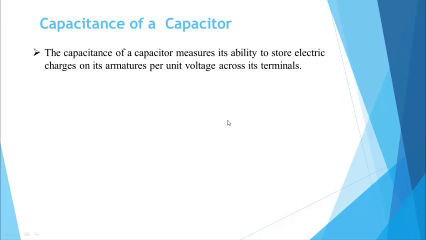What is the definition or the meaning of a capacitance? The capacitance of a capacitor measures its ability to store electric charges on its armatures per unit voltage across its terminals. Not all the capacitors store the same amount of energy. The ability of storing energy differs from one capacitor to another. Then we have to define a characteristic which measures the ability of the capacitor to store electric charges. This characteristic is called the capacitance of a capacitor.